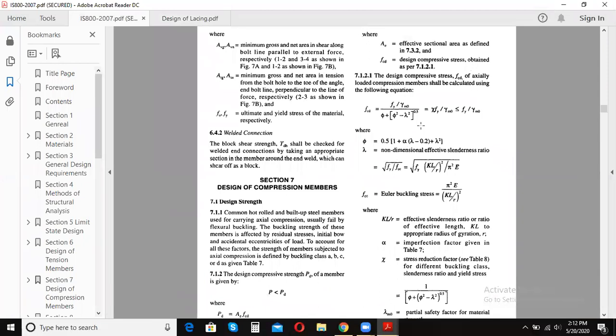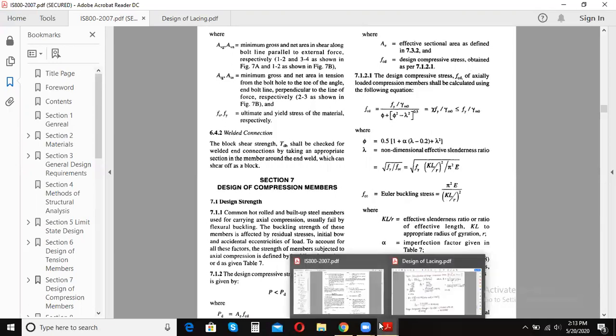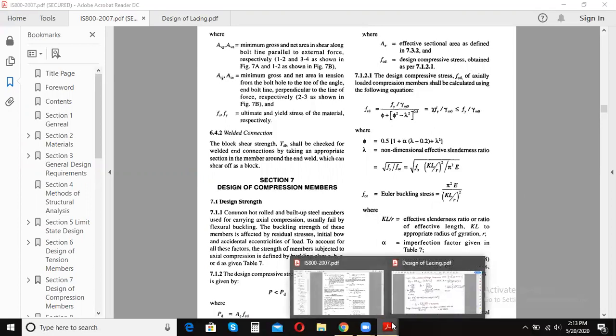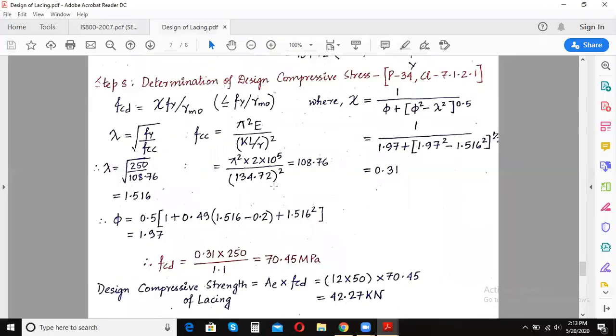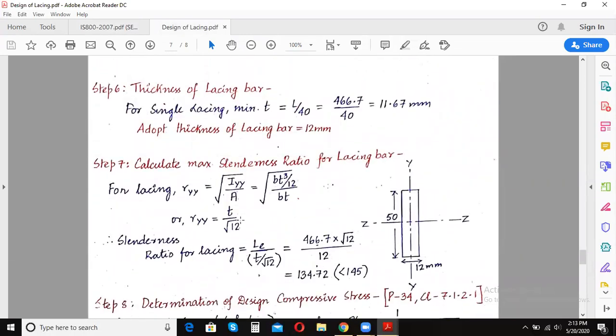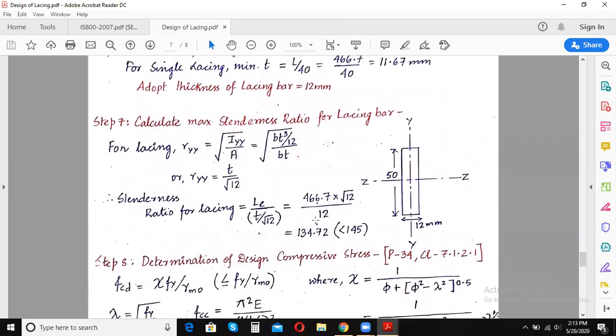Okay, so we have come to the code, and before calculating FCD you have to calculate certain parameters, that is phi, you have to calculate lambda, you have to calculate FCC. Now what is FCC? FCC is Euler's buckling stress given by pi square E divided by (KL by R) whole square. Now what is KL? KL is nothing but the effective length of the lacing, which is taken as 466.7. And what is R? R is the radius of gyration, which is equal to T divided by root over of 12. So in our previous calculation, as you can see, we had calculated the slenderness ratio for lacing as 134.72.